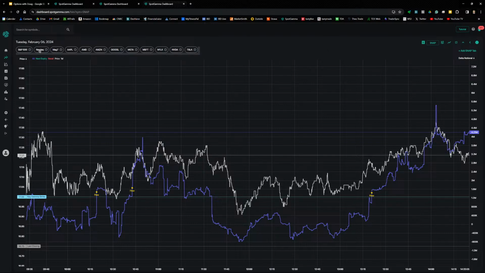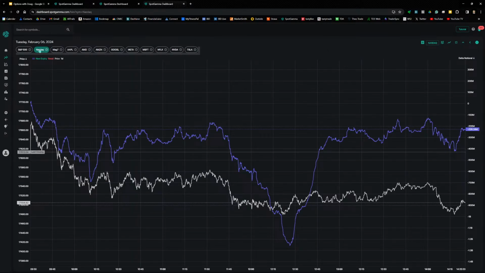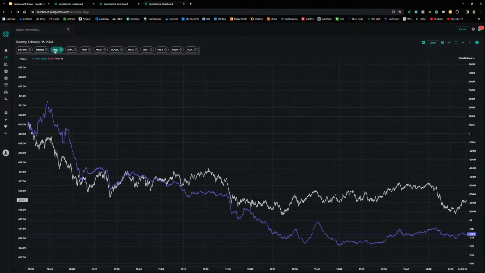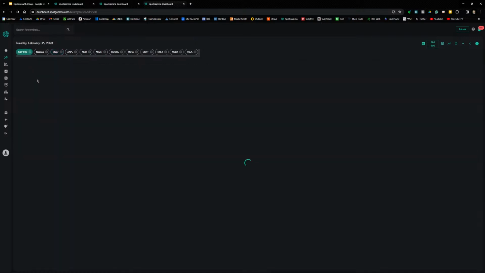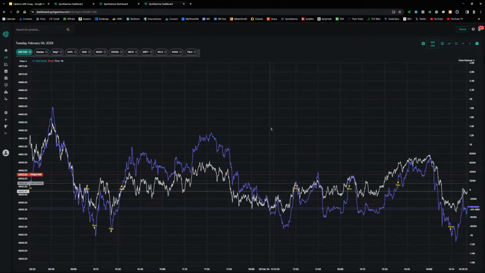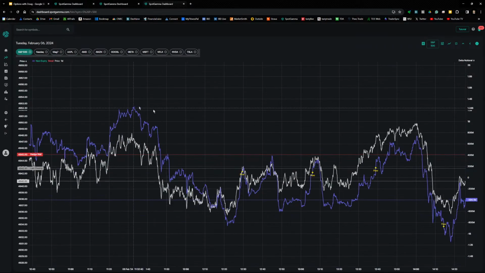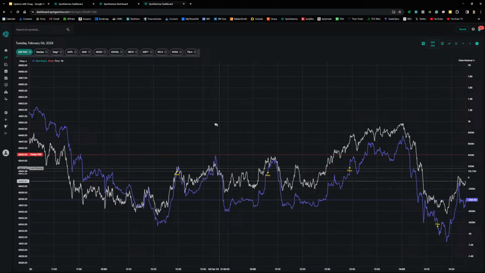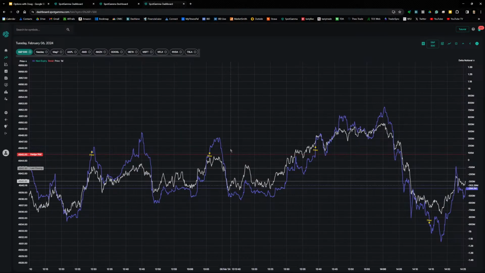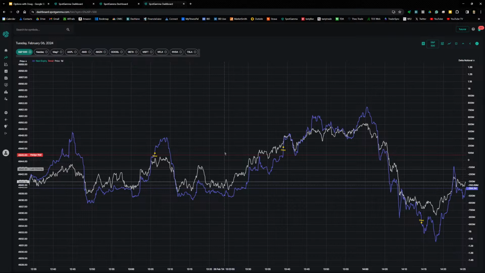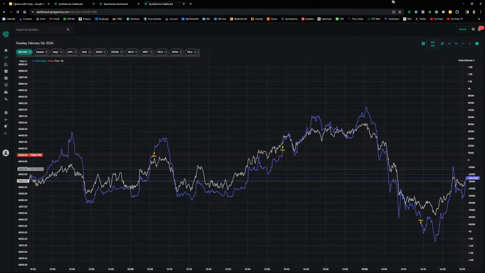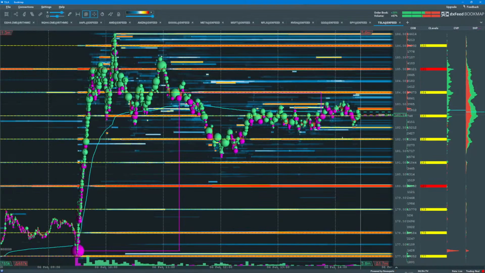Let's take a look at NASDAQ. Mag 7. Back to the S&P 500. So for me today, this is providing the best confirmation of price action. Let's go back to Bookmap, go to ES.